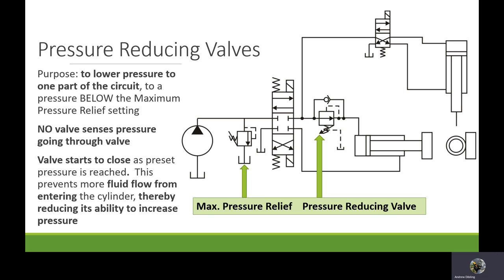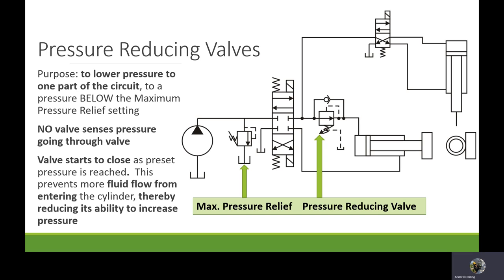So pressure reducing valves here. The purpose of this one is to lower the pressure to one part of the circuit to below the maximum of the pressure relief valve. The valve senses pressure going through the valve. The valve starts to close as preset pressure is reached. This prevents the fluid flow from entering the cylinder and increasing the pressure there.